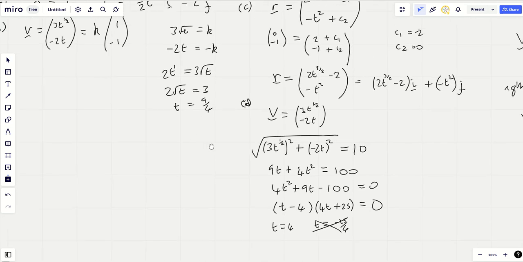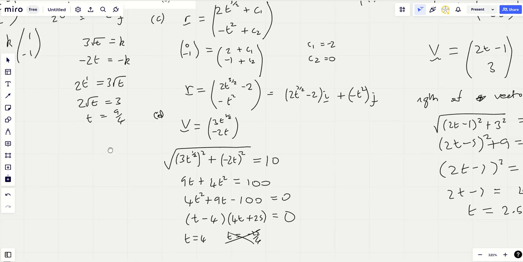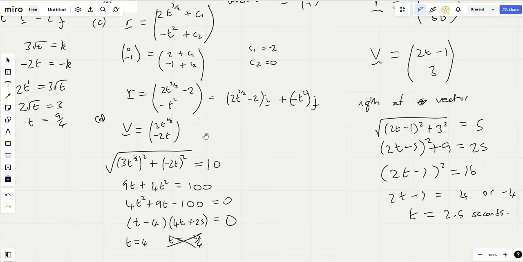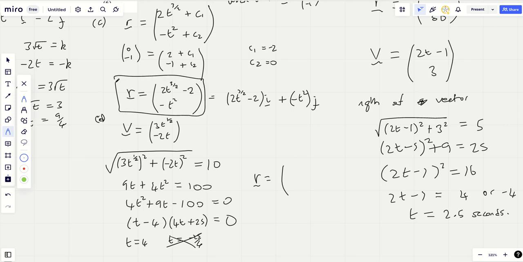And now we've got to find the distance from the origin. Well, we know what r equals. We can use r from our previous answer. And so r equals, when t equals 4, I'm using this right here to work this out. Okay, 4 squared is 16, 4 cubed is 64, square root is 8, times 2 is 16, minus 2 is 14. And then 4 squared is 16, minus 16.